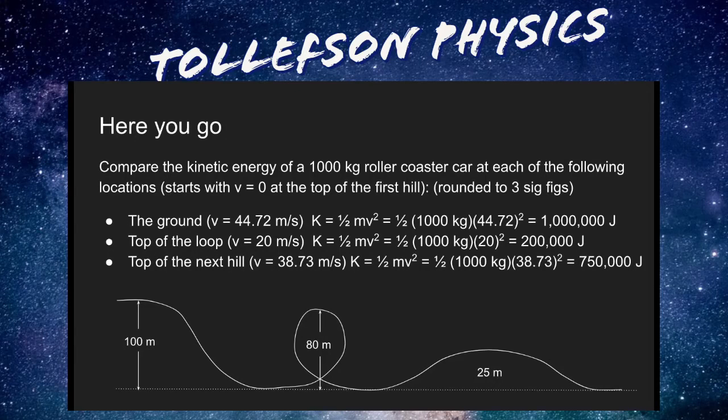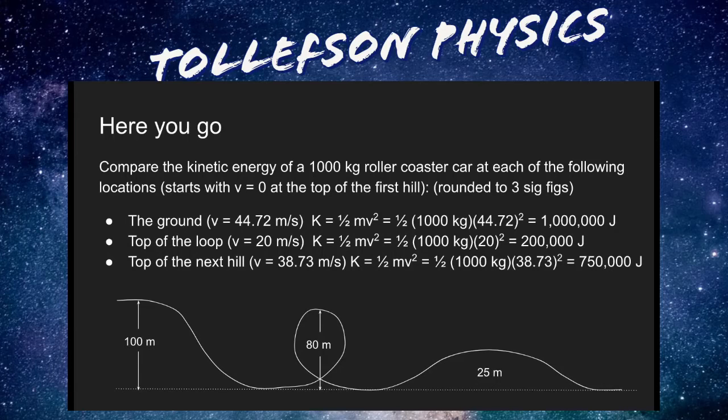Kinetic energy is 1/2 mass times the velocity squared. In each case you take 1/2 times 1,000 kilograms multiplied by the speed. For the first one at ground level, the speed is 44.72 meters per second, and you square that. Don't forget to square that; that's a common mistake. When you do that, it equals approximately 1 million joules. I rounded the number here, but it's approximately 1 million joules.